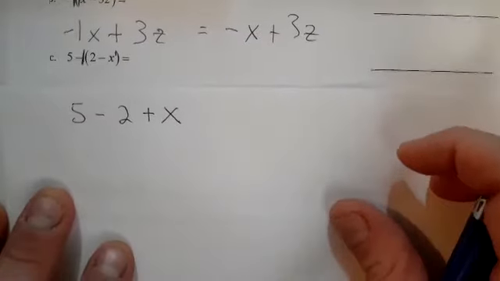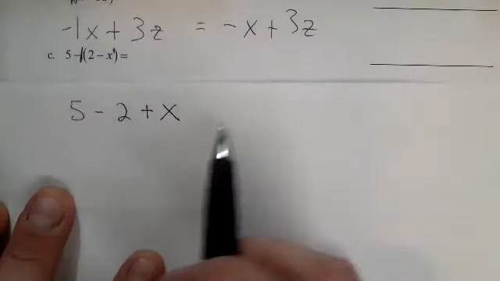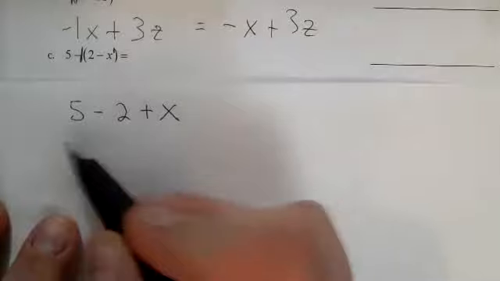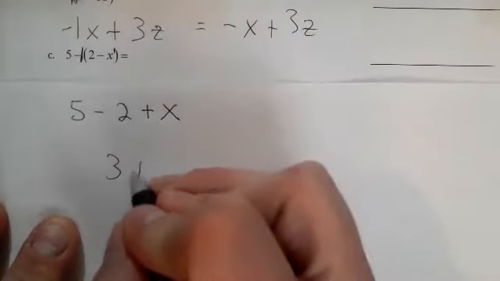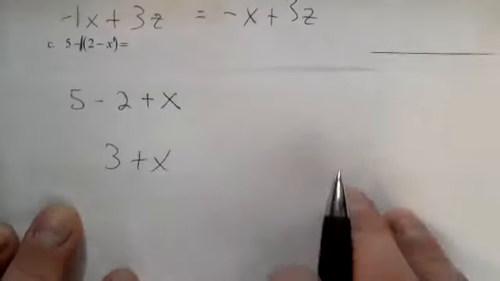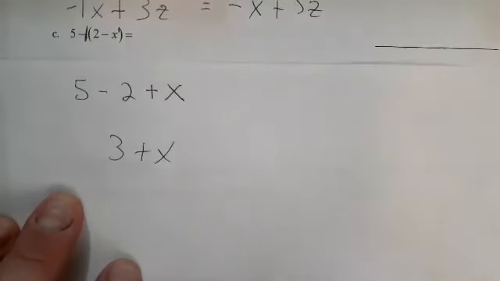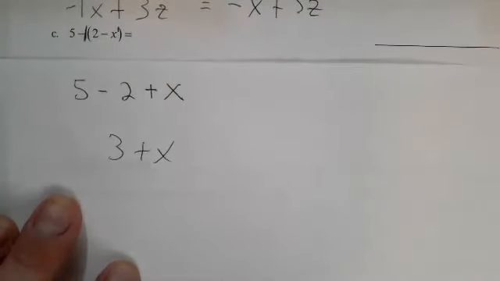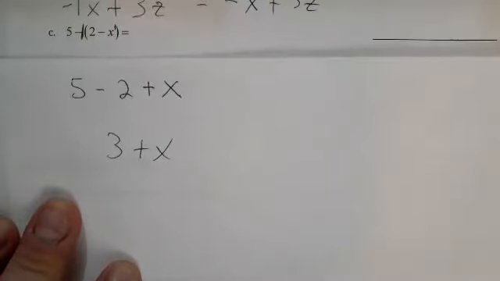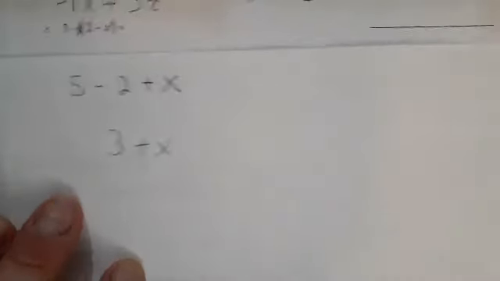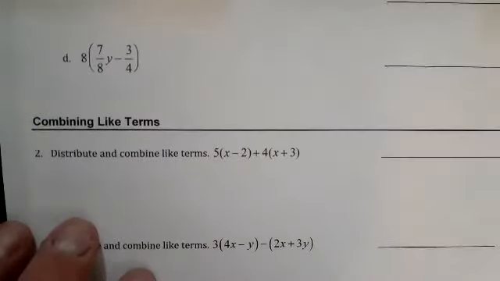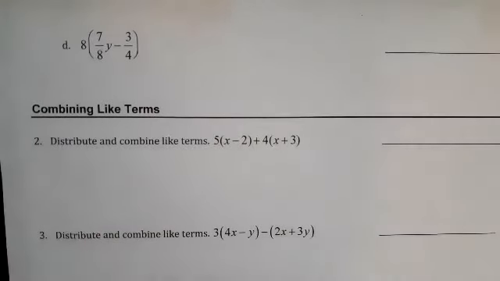And so now we can do a little bit of cleaning. Now there are like terms that we can combine. We can combine the 5 minus 2 to a 3 and get something like 3 plus x. Okay, and so that is part C. So let's look at part D. So now they're just making it maybe a little more complicated by giving a few fractions.